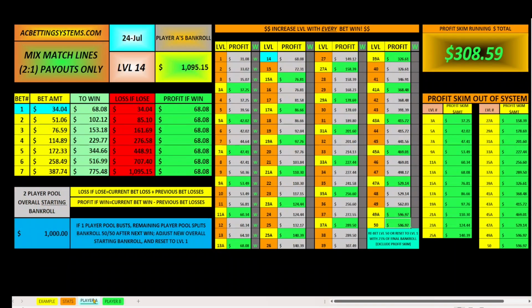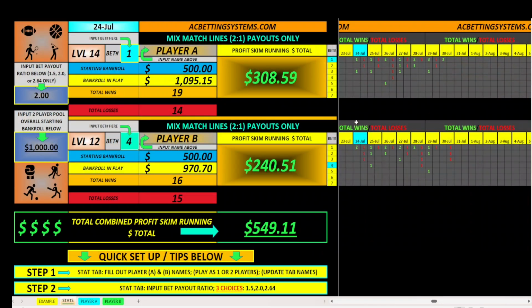Follow the bet amounts on the players tabs. Put a 1 in the win or loss columns. Make sure you don't forget to update your bet numbers. Let the calculator do all the calculations. Just focus on studying your bets and plugging in all those wins.